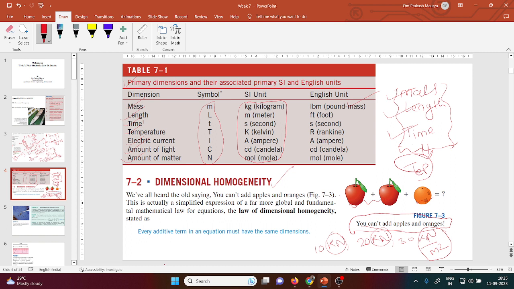Just for the sake of understanding, take the Bernoulli equation. What is the Bernoulli equation? P by rho g plus z plus v square by 2g.